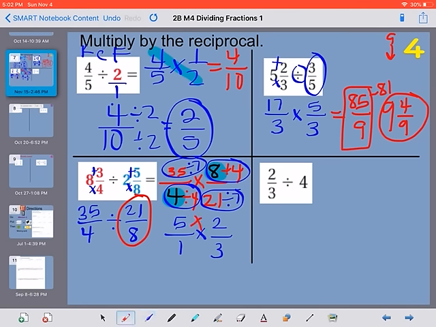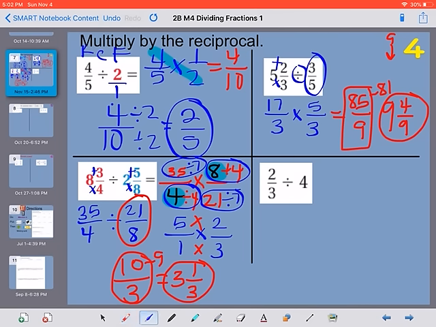So if we multiply straight across, 5 times 2 is 10. 1 times 3 is 3. So as an improper fraction, our answer is 10/3. But as a mixed number, 3 goes into 10 3 times. 3 times 3 is 9. We have one piece left over. That would be 3 and 1/3.